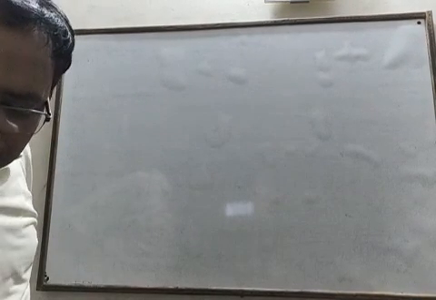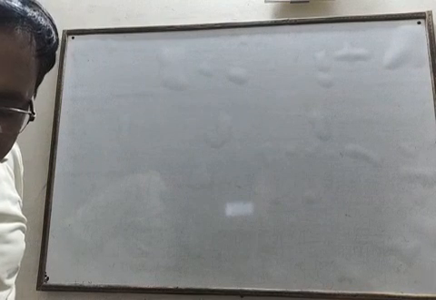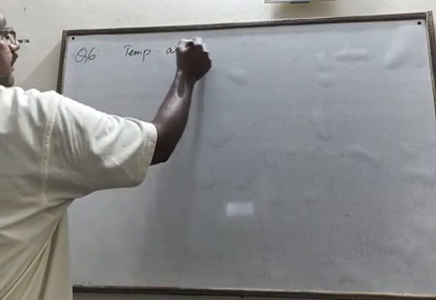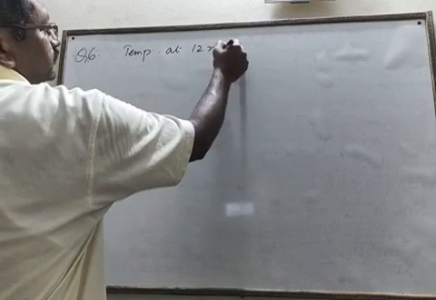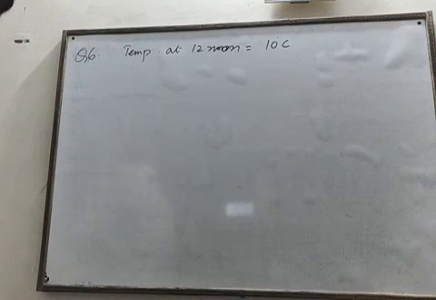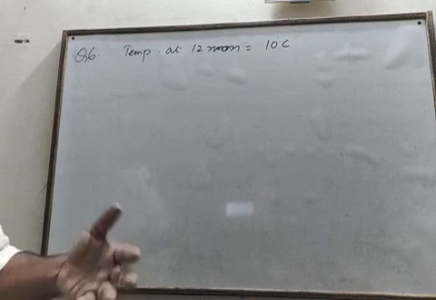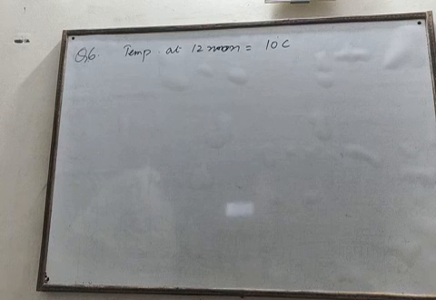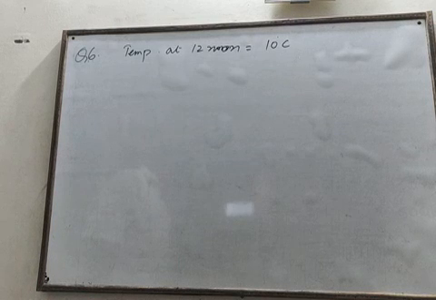So try yourself this question. Question number 5 now. Temperature at 12 noon was 10 degree Celsius above 0. It is decreasing at the rate of 2 degrees Celsius per hour. In each and every hour, it is decreasing by 2 degrees Celsius until midnight. At what time would the temperature be 8 degrees Celsius below 0?